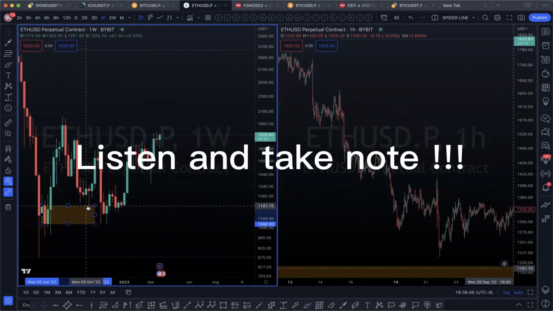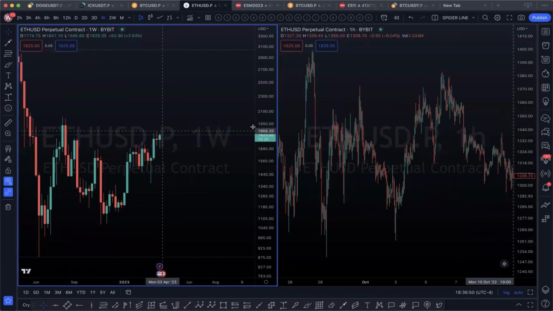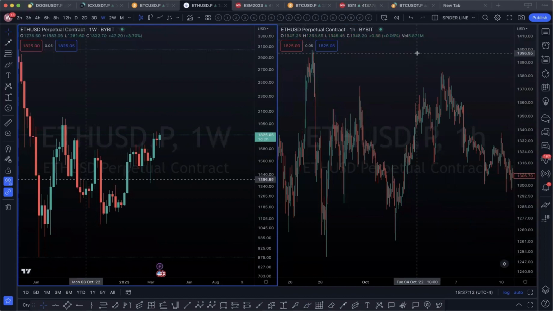So with this strategy, we want to be using the weekly time frame trend. We want to understand what the weekly time frame is doing. If the weekly time frame is trending to the upside, we want to be only looking for longs, which is buy. If the weekly chart is on a downtrend, we want to be looking for sell on the 1 hour chart.